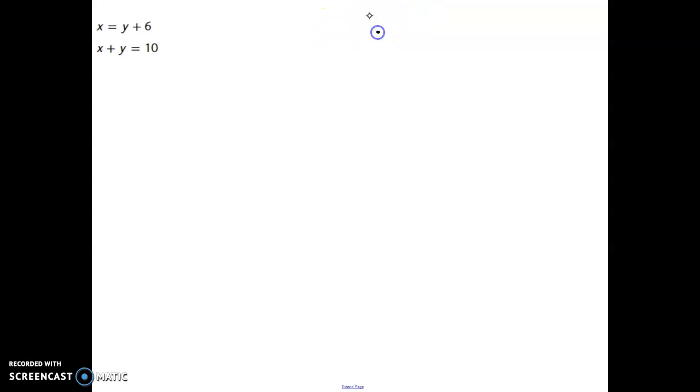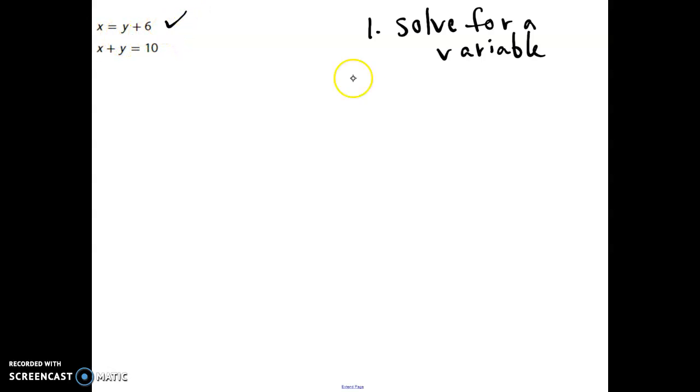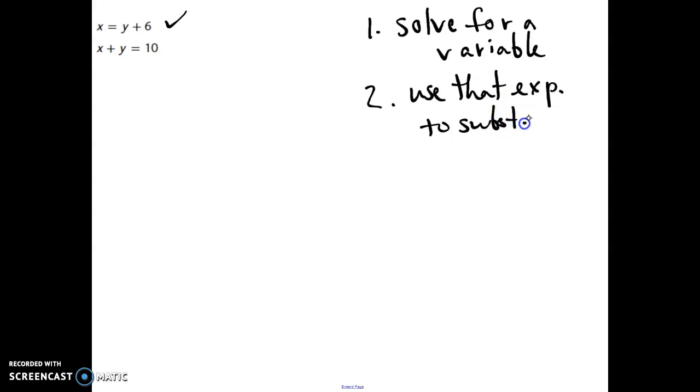The first thing we have to do is solve for a variable. Okay. That's already been done for me. X is all alone in this expression. It's good. Okay. I'm going to use that expression to substitute. So I'm going to take this x equals y plus 6 and replace the x in the second expression with it. So I will take y plus 6 plus y equals 10.